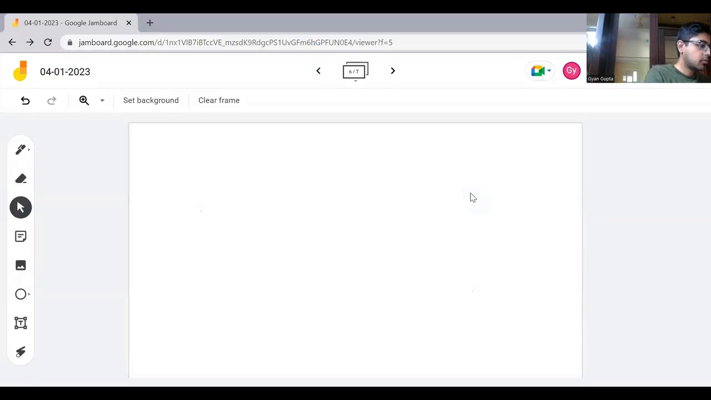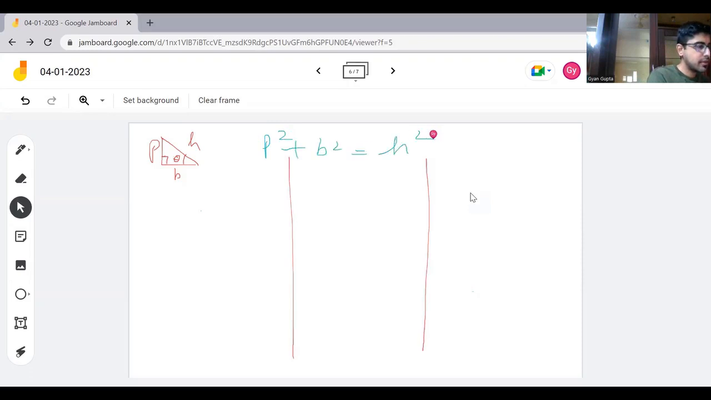I'm just going to draw a small right angle triangle at the top for our reference. Perpendicular, base, height, theta. All right. Now we know p square plus b square is equal to h square. This is our Pythagoras theorem. Any confusion? No.